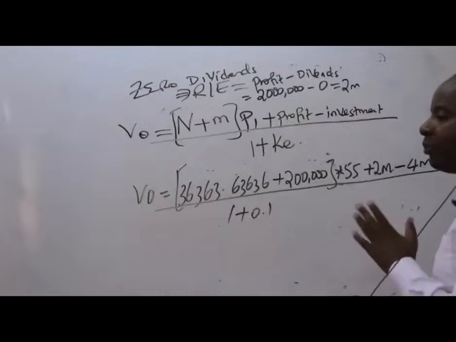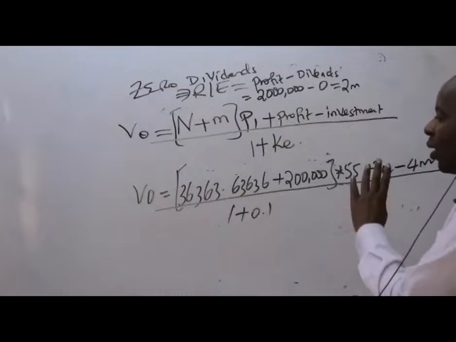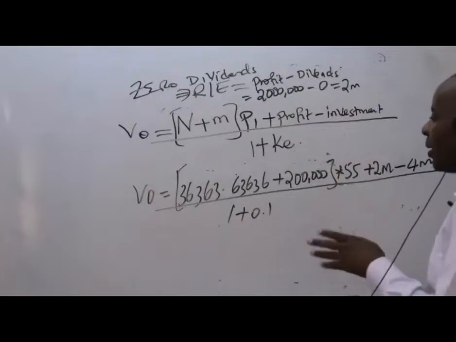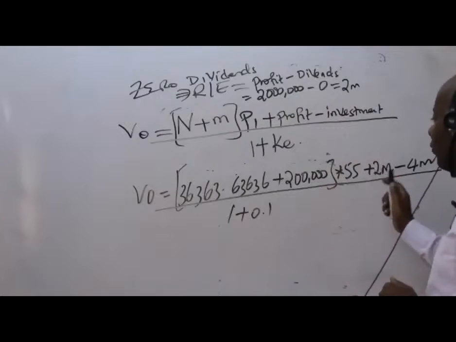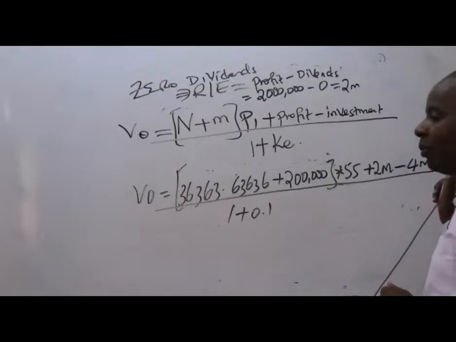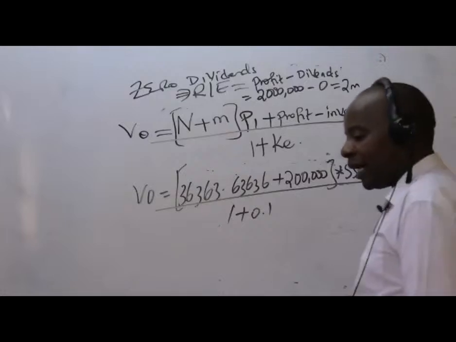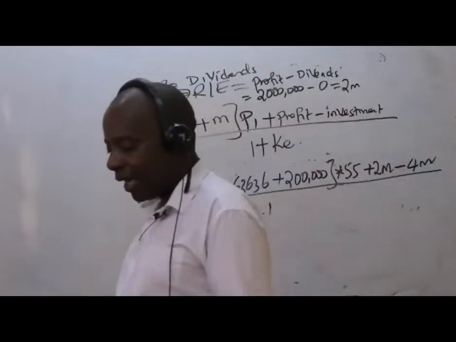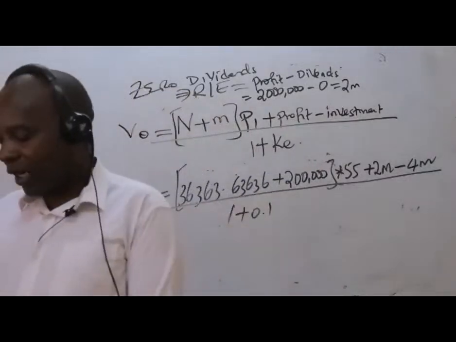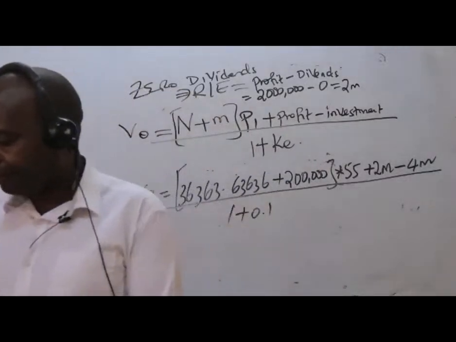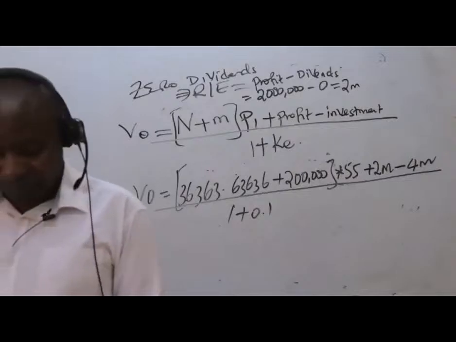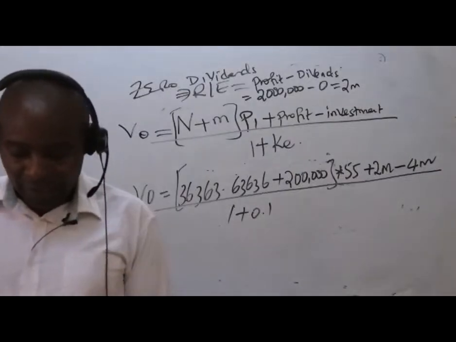So could you kindly move now slowly? Go up there and open brackets, times 55 plus 2 million minus 4 million, you say equals, and then you divide by 1.1. And then you advise us, what value are we getting there? Somebody.